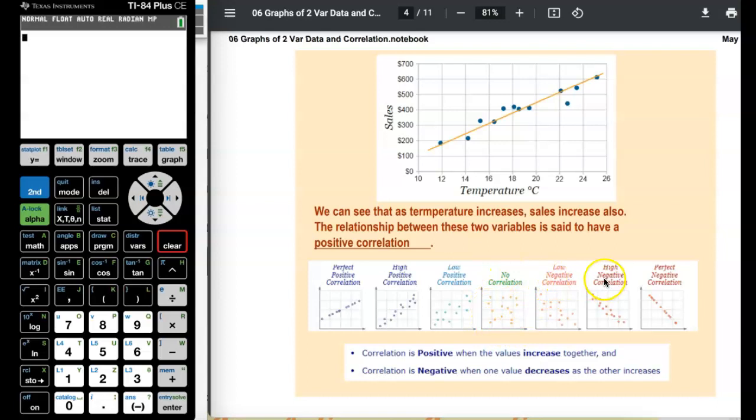Now the idea of negative correlation just means that as one item increases, the other decreases. So you have this kind of linear pattern that has a slope that's negative. Correlation is positive when the values increase together, negative when one value decreases and the other increases.